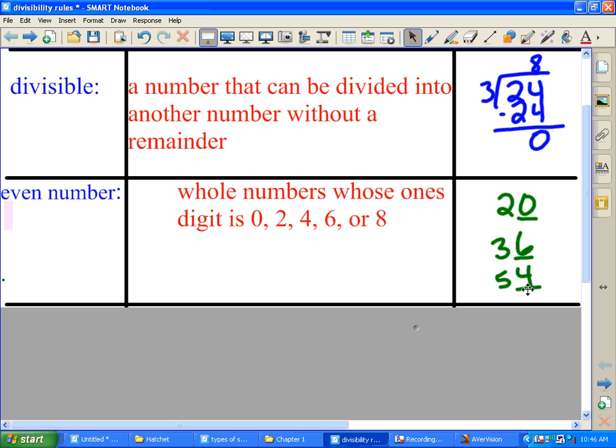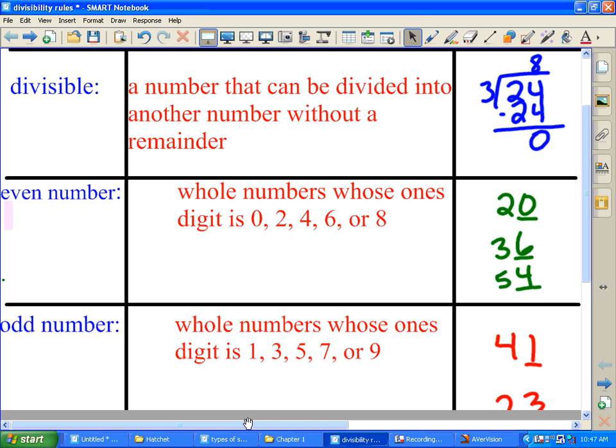So any number that ends with 0, 2, 4, 6, 8, you'd say 2, 4, 6, 8, 0. Right? Counting by 2s: 2, 4, 6, 8, 10, 12, 14, 16, 18, 20. Any number that ends with 0, 2, 4, 6, or 8 is even.